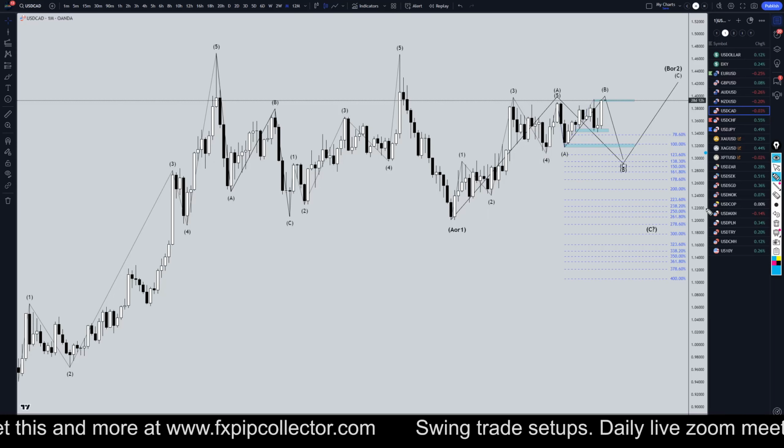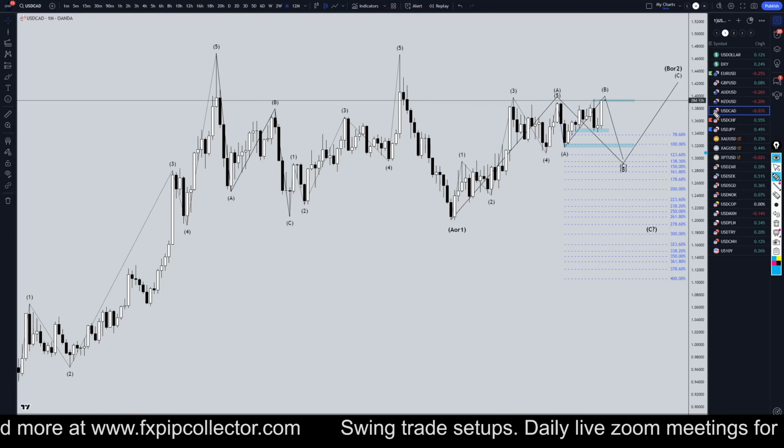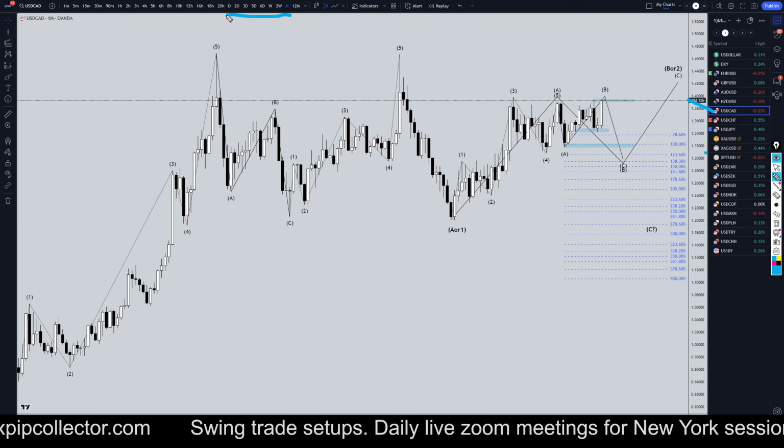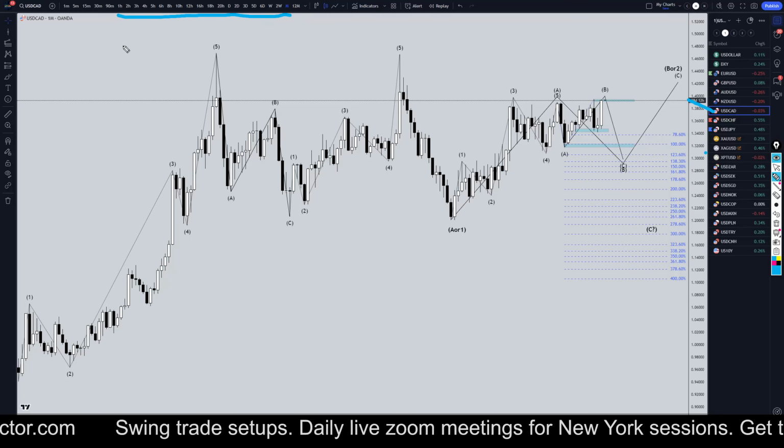Today is Friday, November 1st, and I'm going to be analyzing the US dollar Canadian, starting on the monthly, working my way all the way down to the 1 hour time frame.